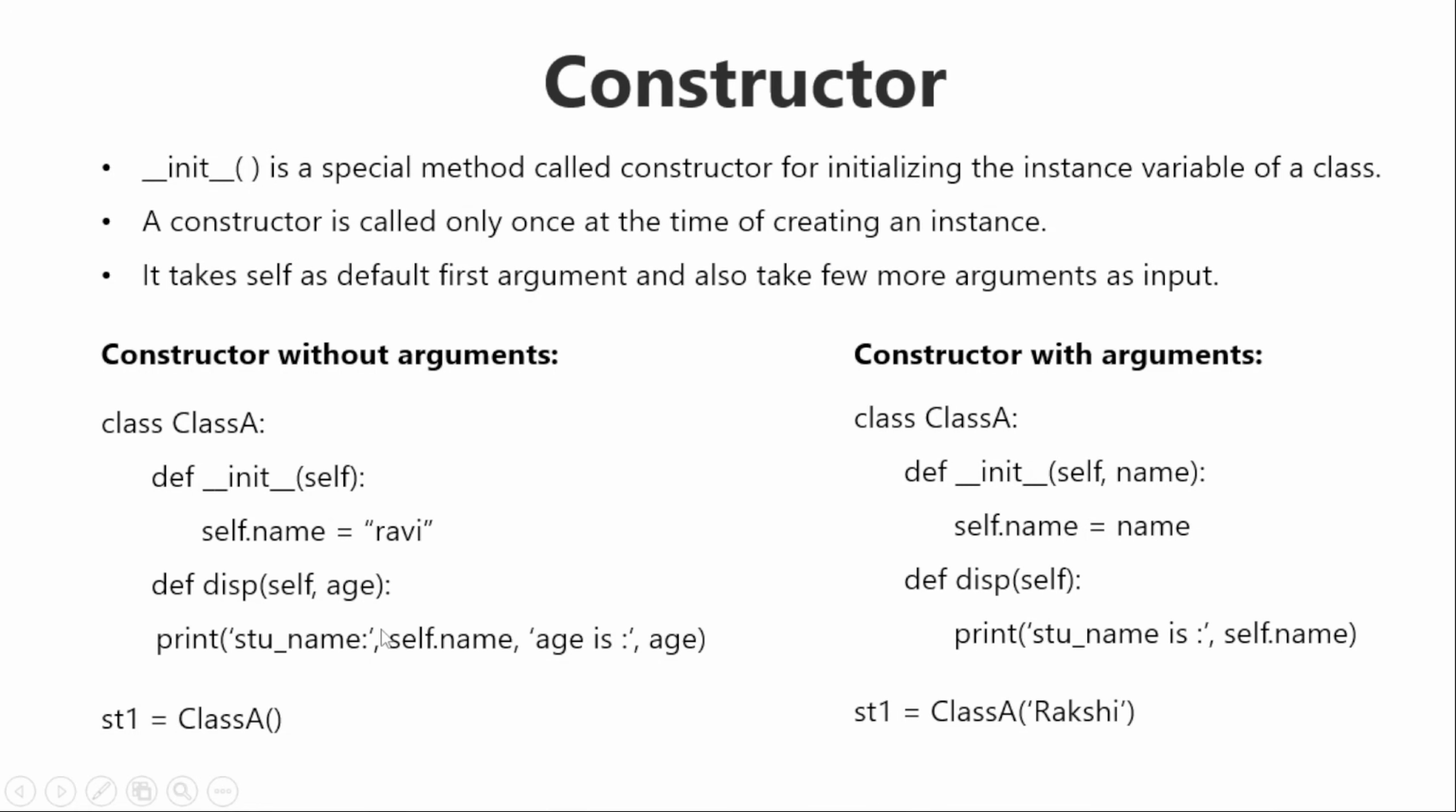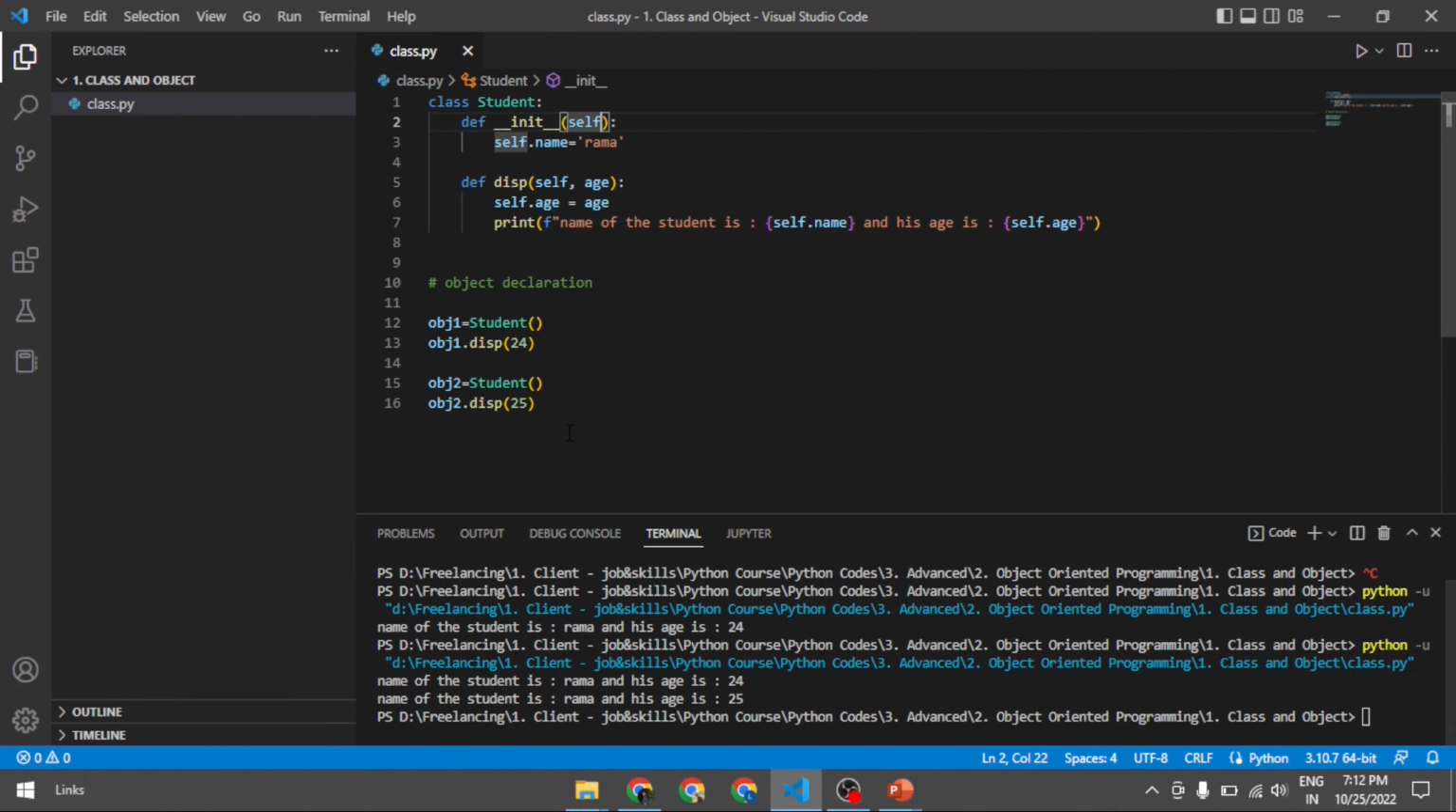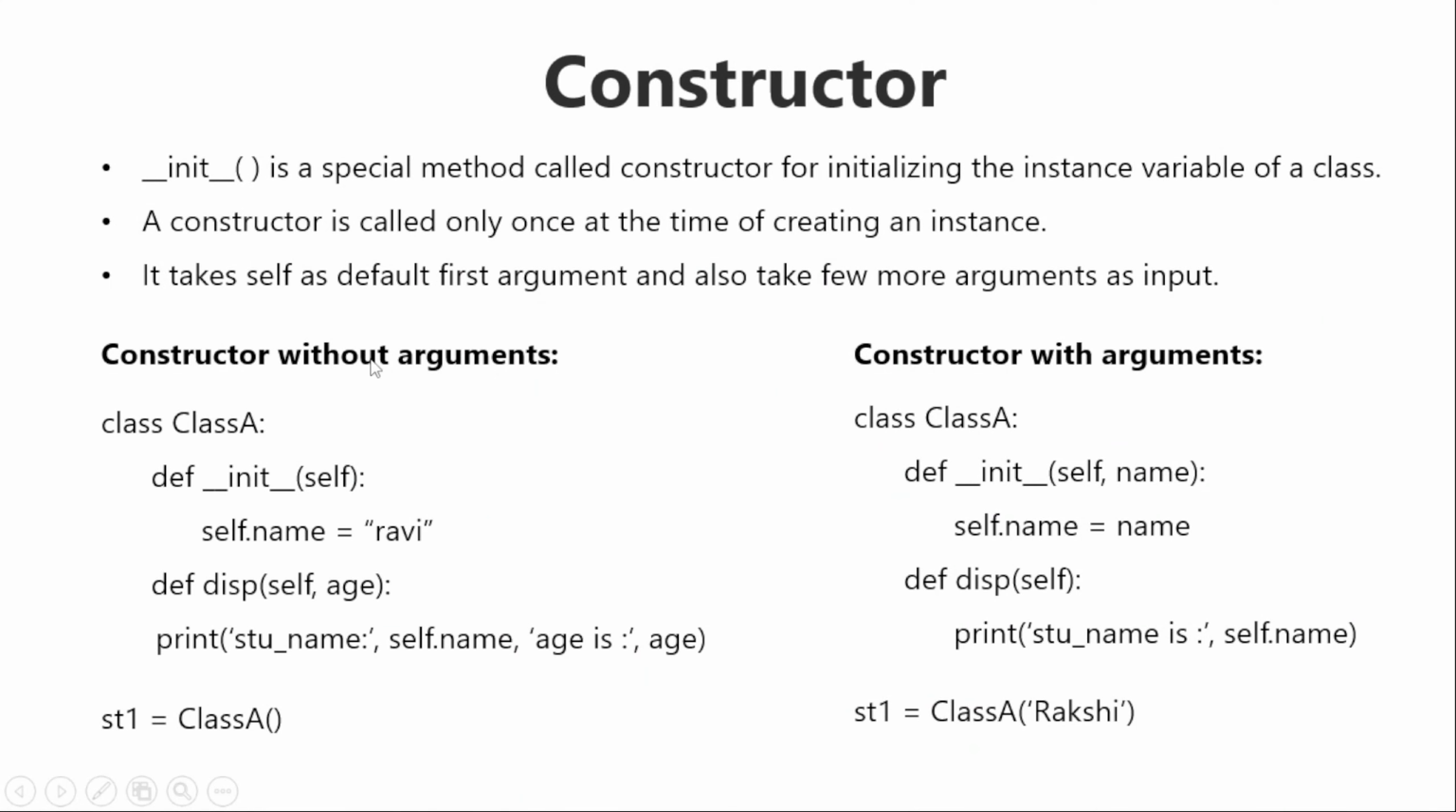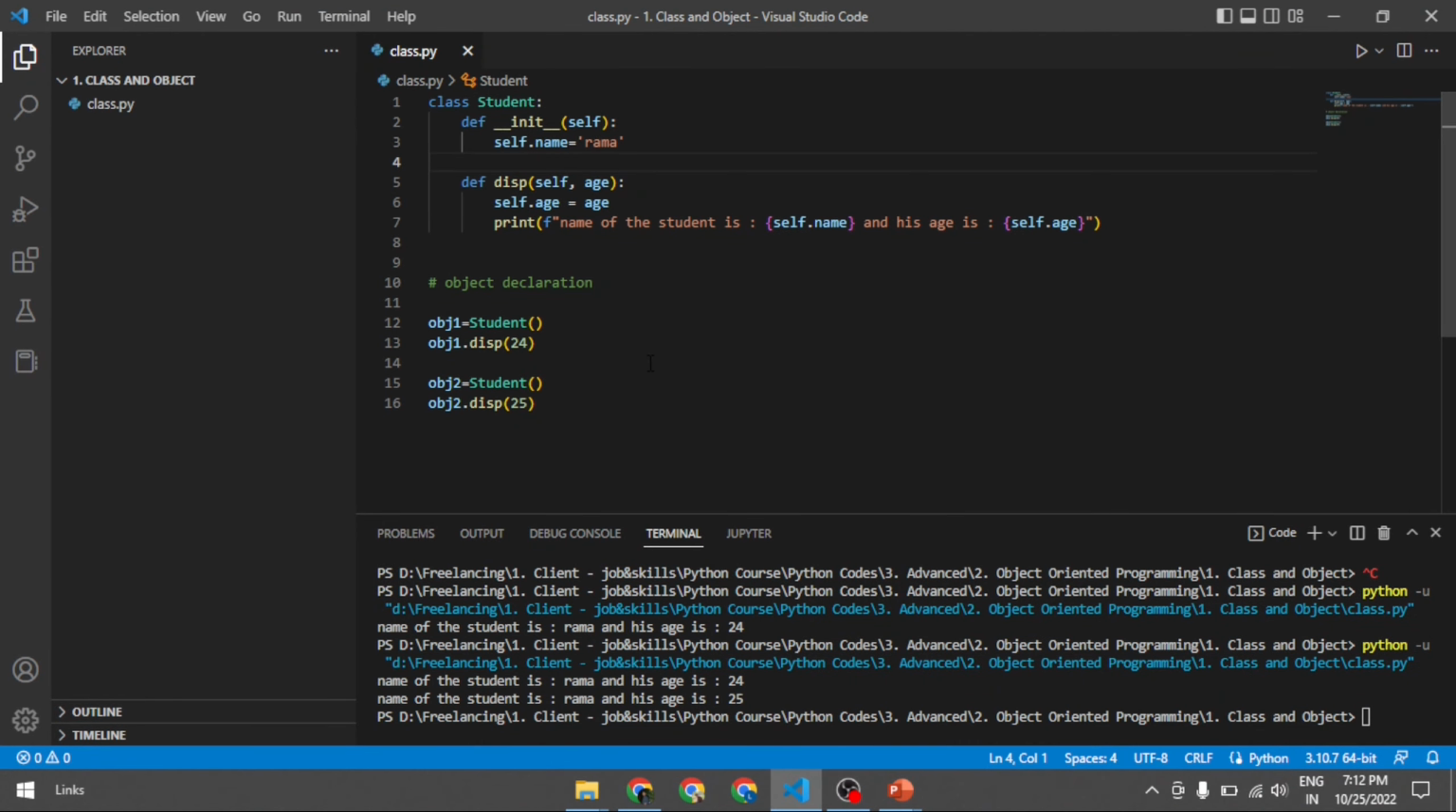So now you can see here in the example: class A, def __init__(self), self.name = Ravi, and then def self, student name, self.name = name, age is age. In this way you can define it. So that's what the example explains here. Here we have self as the first parameter and don't have any arguments. So this is a constructor without arguments. Here when you call the constructor, the self.name is Rama, which we have given by default. If you want to pass any additional arguments, you can make use of a constructor with arguments.